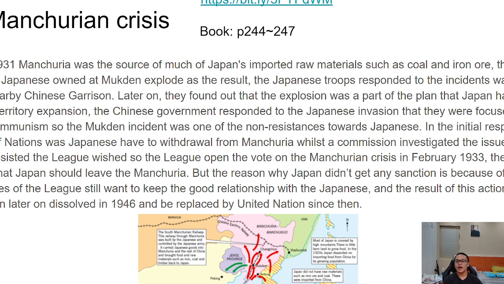The initial response of the League of Nations was that the Japanese had to withdraw from Manchuria while commissions investigated the issue. But the Japanese resisted the League's wishes, so the League opened a vote on the Manchurian crisis in February 1933. The vote reiterated that Japan should leave Manchuria. But the reason why Japan didn't get any sanctions is that the member countries of the League still wanted to keep a good relationship with the Japanese. As a result of these actions, the League of Nations later dissolved in 1946 and was replaced by the United Nations.